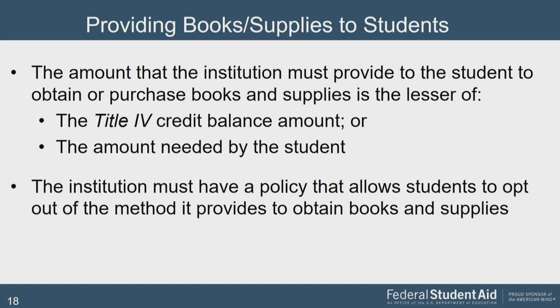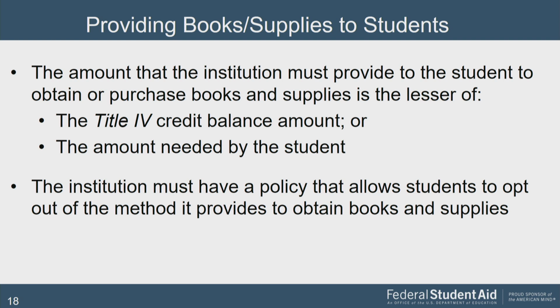So the amount that you have to provide is the lesser of the credit balance amount or the amount needed by the student for the books and supplies. So again, this is technically a student-specific rule, but you can apply this to everyone if you have a system for allowing students to obtain books and supplies that would just apply to everyone.